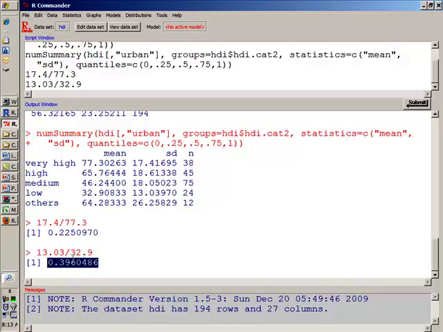This allows me to conclude that there is more variance in the data for low developed countries than it is for very highly developed countries. The coefficient of variation is very high, comparatively very high, for low developed countries than it is for very highly developed countries.